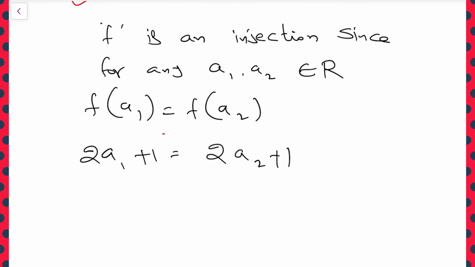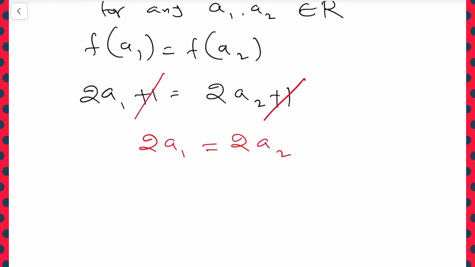On the left side as well as the right side, the plus 1 will get cancelled. So we remain with 2a1 equals 2a2. Left side, right side, the 2 will get cancelled. So we remain with a1 equals a2. So whenever we get the answer a1 equals a2, we can conclude that 2x + 1 is a 1-1 function.